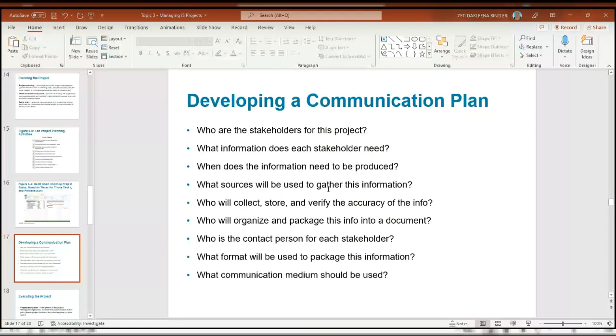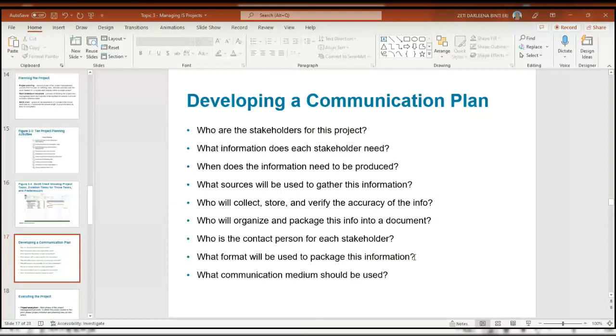What format will be used to package the information? Is there any standard that we're going to use for the formatting? So sebab apa? To show some consistency and in the future it can be used or it can be reused again. Dalam project management selalu kita banyak reused artifact, reused coding and so on and so forth.